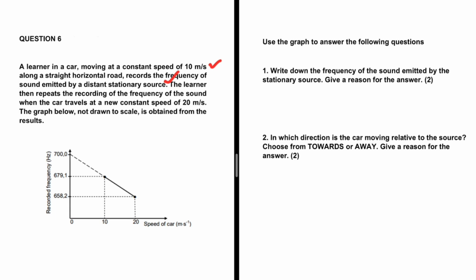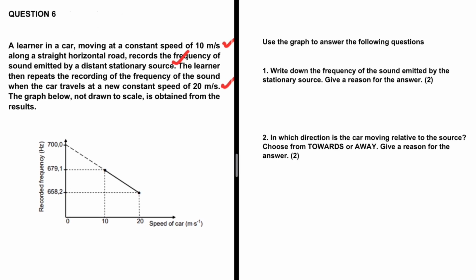The learner then repeats the recording of the frequency of the sound when the car travels at a new constant speed of 20 meters per second. The graph below, not drawn to scale, is obtained from the results. So let's go ahead and analyze this graph. On the x-axis, we have the speed of the car in meters per second. And then on the y-axis, we have the recorded frequency, or the frequency experienced, that will be FL, the frequency observed by the listener.